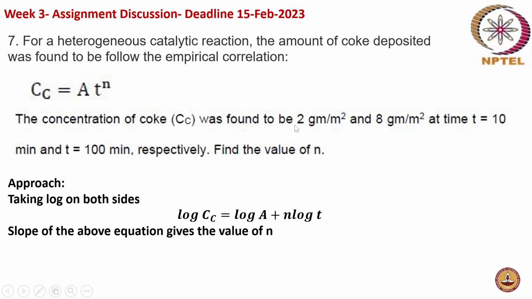You can obviously draw a line because they have given 2 points. One at time t equal to 10, the concentration is 2, and the other one is t equal to 100, the concentration is 8, right? Straight away you can find it. If you find that value, you will get the slope and the value of n, right? Now is it clear? Yeah.